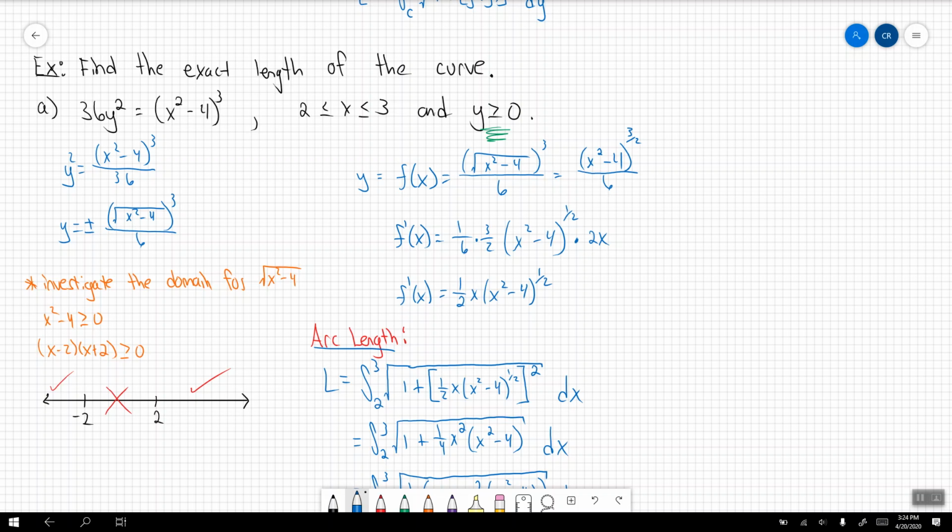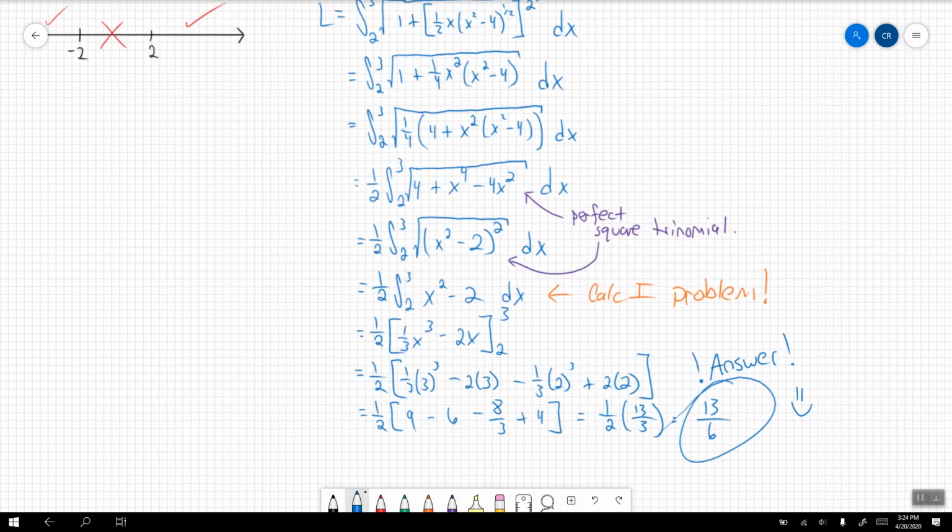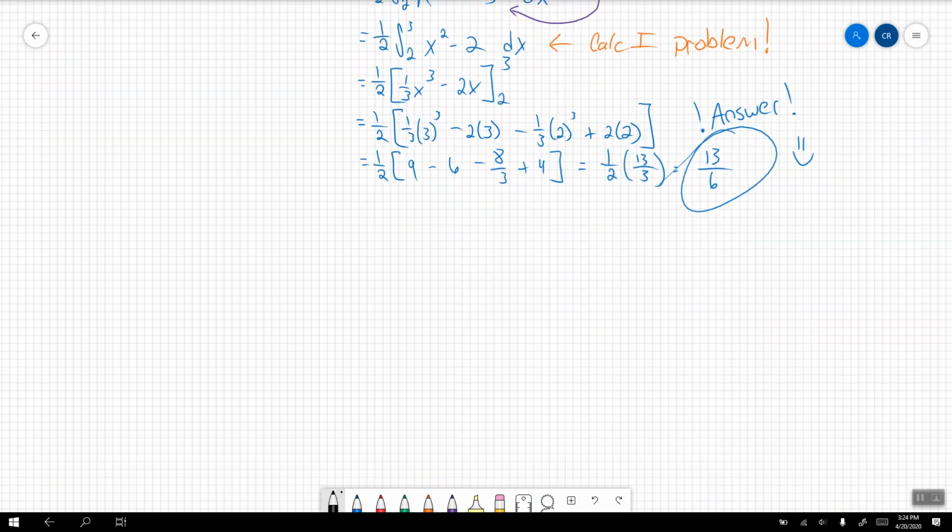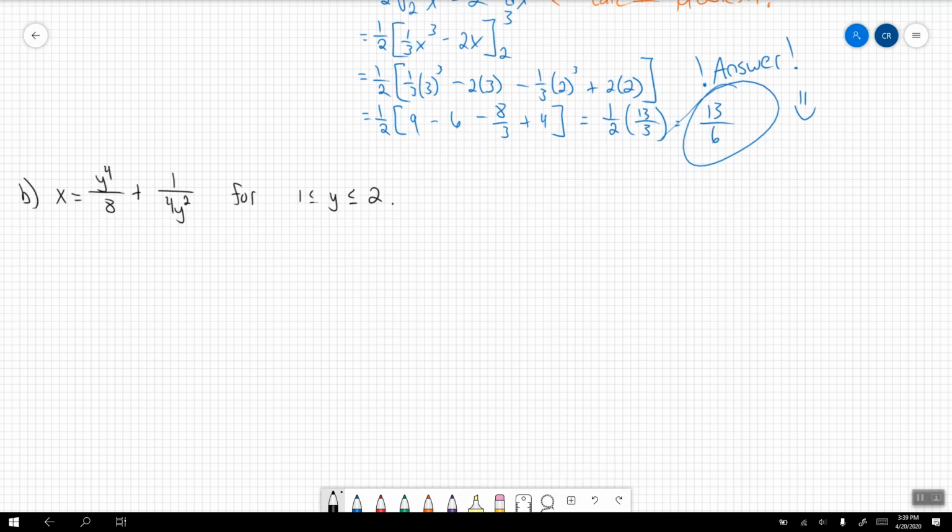All right. Now, let's see another example using this technique. This is part B. So for part B, we're going to do x is equal to y to the 4th divided by 8 plus 1 over 4y squared. And this is going to be for my y values being bounded between 1 and 2. All right, so let's take a second, try to dissect this, and then I'll get back to it in just a bit. All right, so here we go.